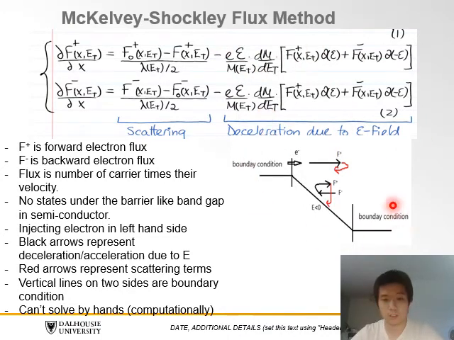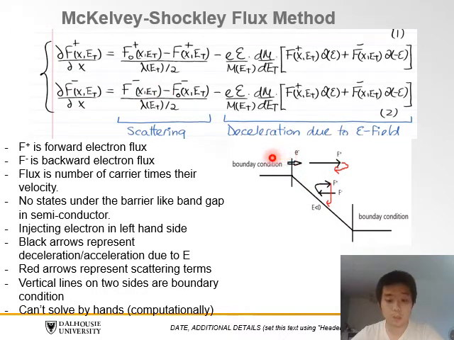In the picture, the electric field is negative, so only F minus is left in the deceleration term, which means only the backward electron flux will be decelerated, and the forward electrons will be accelerated, which makes sense since electrons move in the opposite direction of the electric field. Here, F plus is increasing, F minus is decreasing, and when it hits the barrier, it will return.